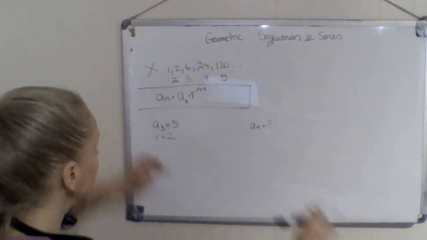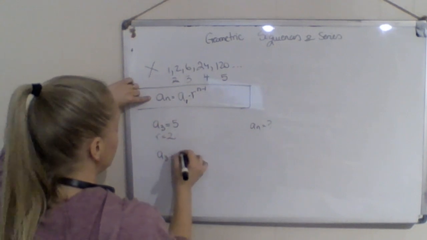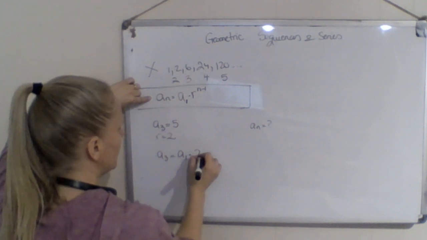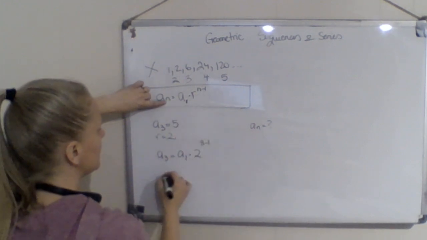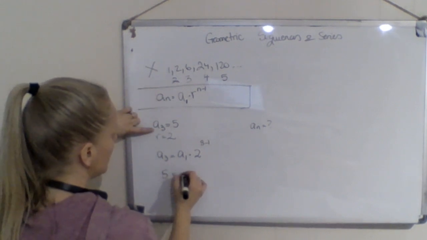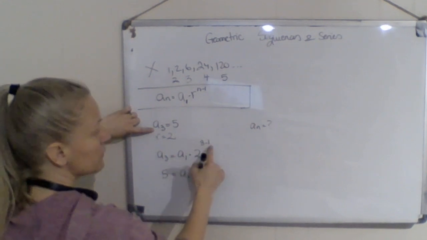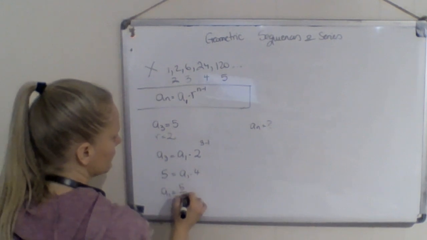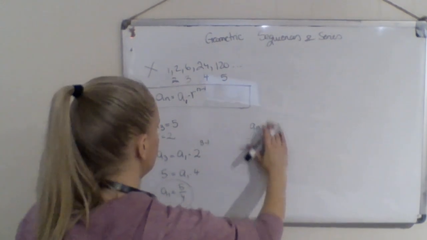Okay. I'm going to start with this: A_3 equals A_1, which I don't know, times my ratio, which is 2, to the 3 minus 1, because this n is the same, right? And I know what A_3 is, it's 5. 5 becomes A_1 times 4. 3 minus 1 is 2. So my first term is 5 over 4. Now that I have my first term, I can go ahead and write it in here.